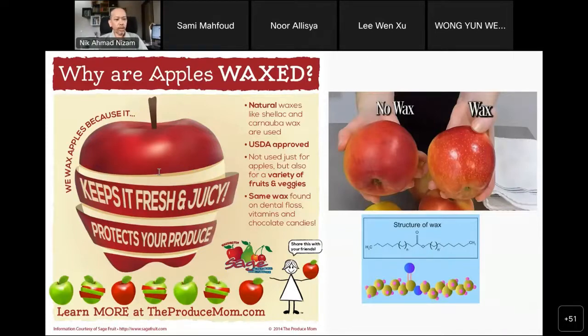To retain moisture and prevent oxidation, makes it more appealing and attractive. Yes. I agree with all of the opinions that you put in the chat.